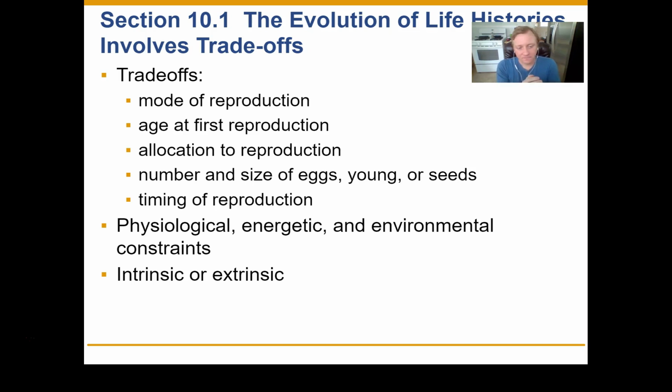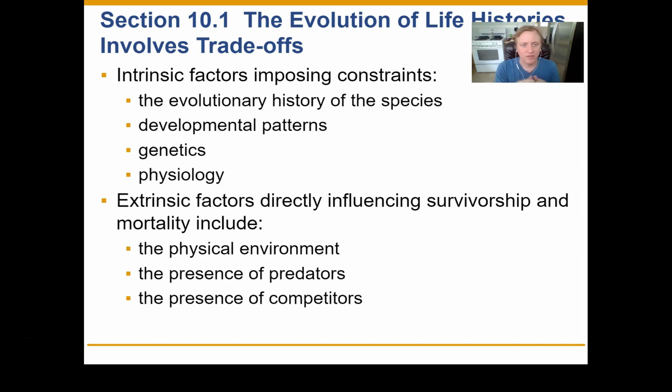Okay? And there are intrinsic and extrinsic environmental constraints put on organisms, and we're going to be talking about that here shortly. So intrinsic factors: the evolutionary history of the species, developmental patterns, genetics, physiology. These are things coming from internally.